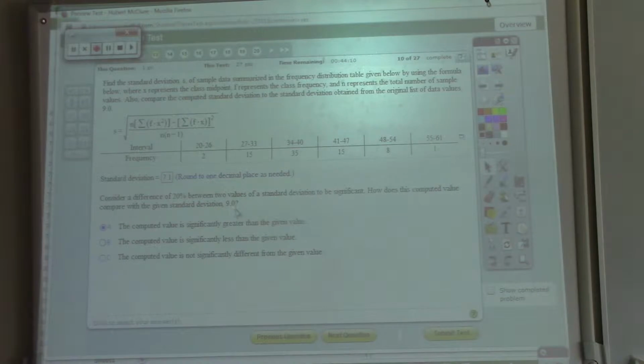9.01 is that they're giving us, or? Yeah, up at the top. 9.0. We'll go with A. I won't finish the test.